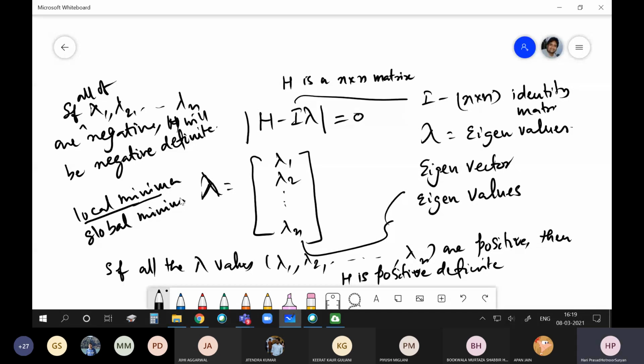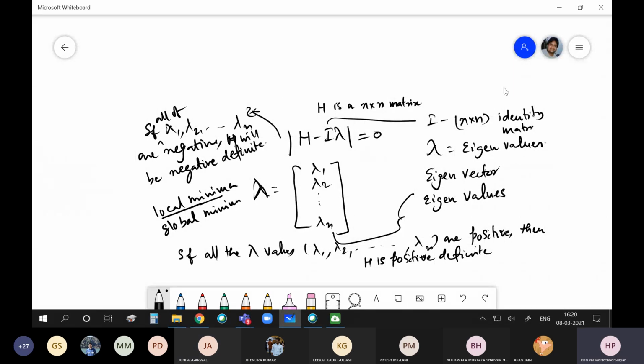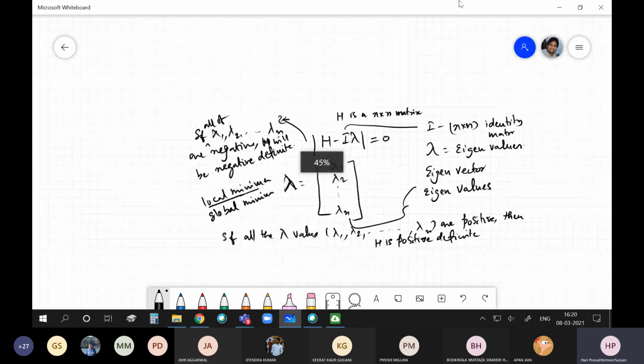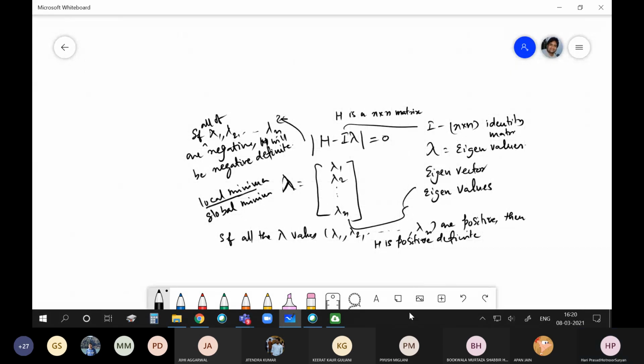If H is negative definite, that means if I find the eigenvalues lambda 1, lambda 2, lambda n and all of them are negative, then you will have a local maxima. And if all these lambda values are independent of the decision variables, then you will have a global maximum.